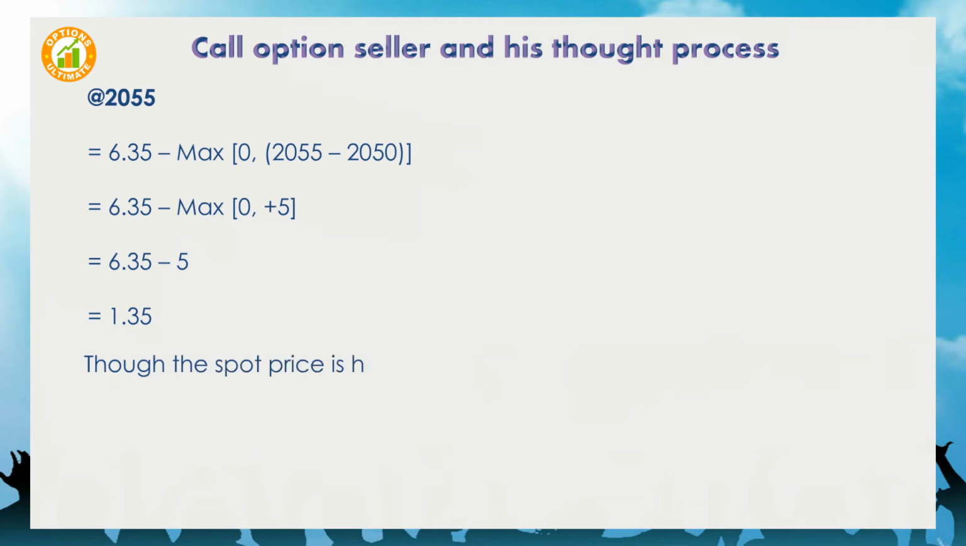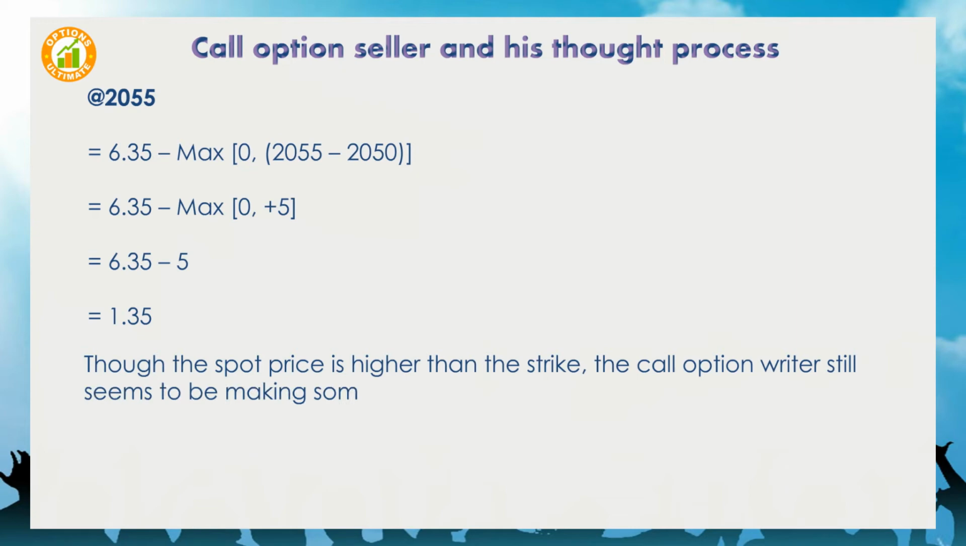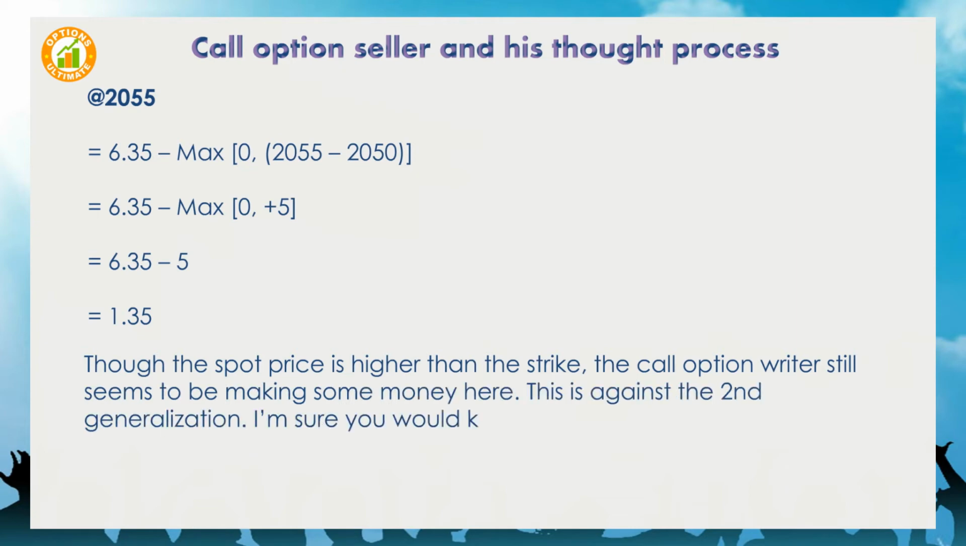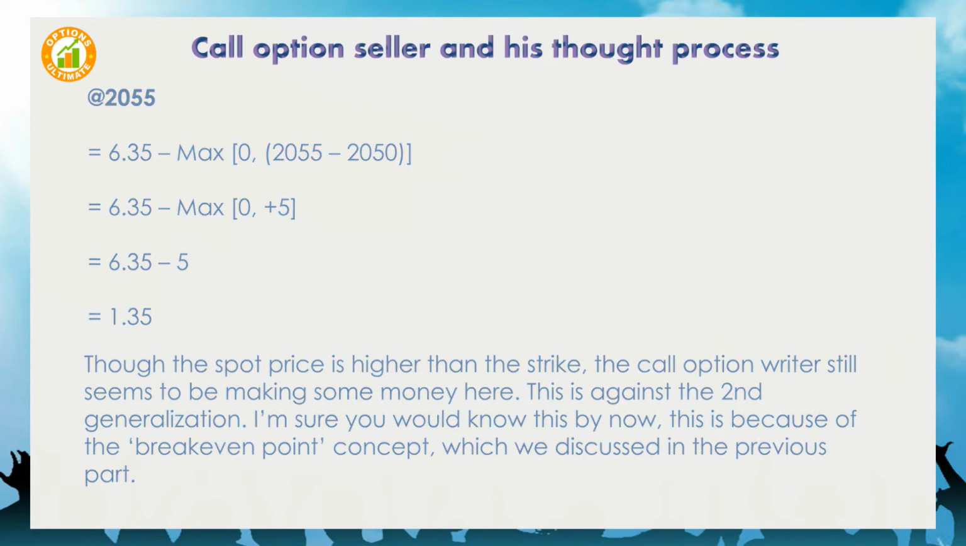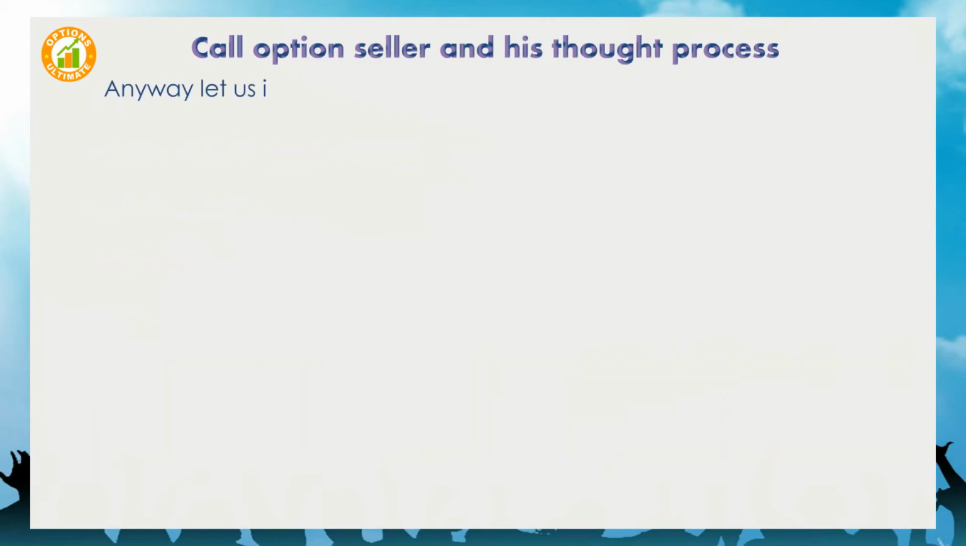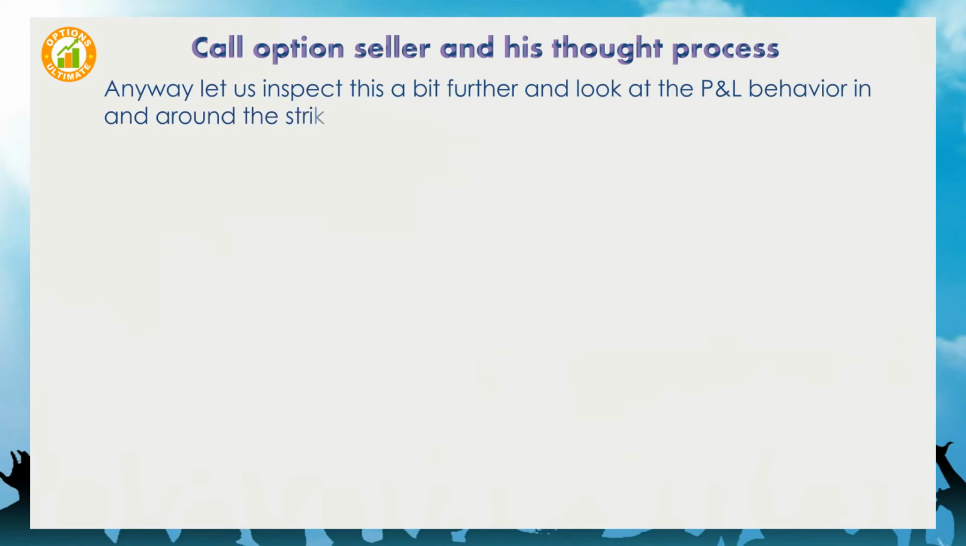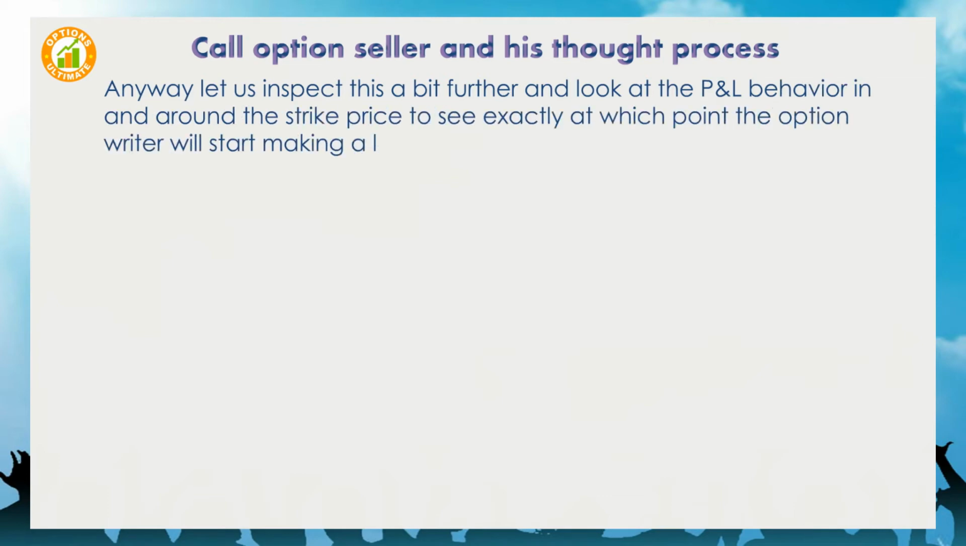Though the spot price is higher than the strike, the call option writer still seems to be making some money here. This is against the second generalization. I'm sure you would know this by now. This is because of the break-even point concept, which we discussed in the previous part. Anyway, let us inspect this a bit further and look at the P&L behavior in and around the strike price to see exactly at which point the option writer will start making a loss.